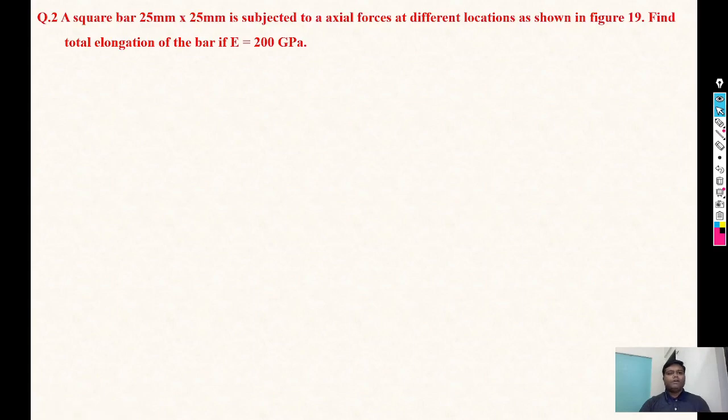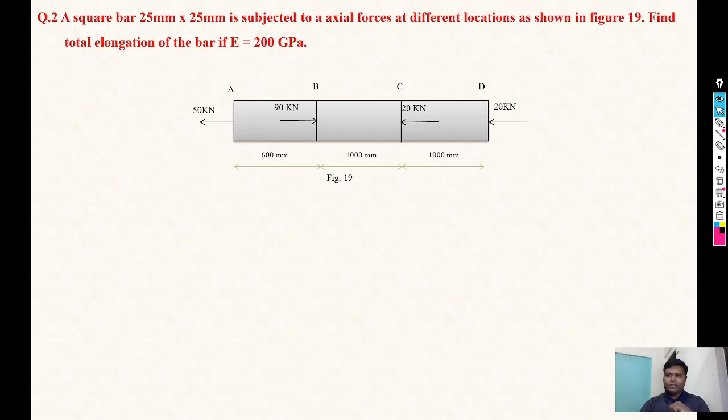Now, the second one: a square bar of 25 mm by 25 mm is subjected to axial force at different locations as shown in figure 19. Find the total elongation of the bar if E equals 200 gigapascal. Now see, three sections are given: AB, BC, and CD. The length of each section is given as 600, 1000, and 1000 mm. Some axial forces are given: 50, 90, 20, and 20 kilonewton.